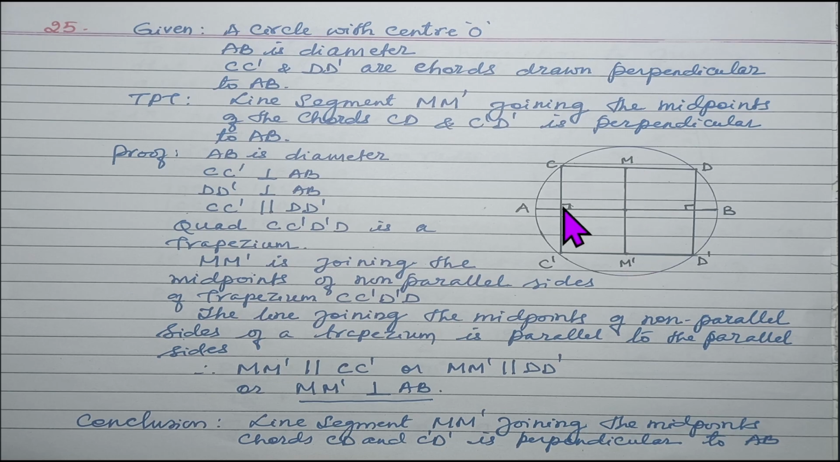MM dash is parallel to CC dash and DD dash, and if it is parallel, naturally it is perpendicular to the line segment, that is the diameter AB. So MM dash is perpendicular to AB. So please remember this, that the line segment MM dash joining the midpoints of the chords CD and C dash D dash is perpendicular to the diameter, or the line segment AB passing through the center O. So that is the answer for that.